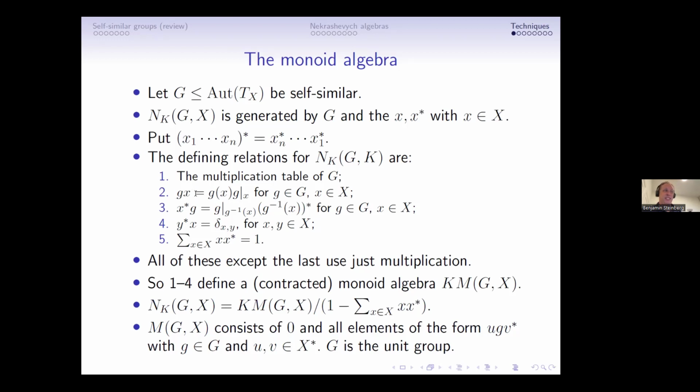This rule tells you how to move a G to the right of a letter, and this tells you how to move the G to the left of a starred letter. And this rule tells you how a starred letter followed by a non-starred letter is dealt with.